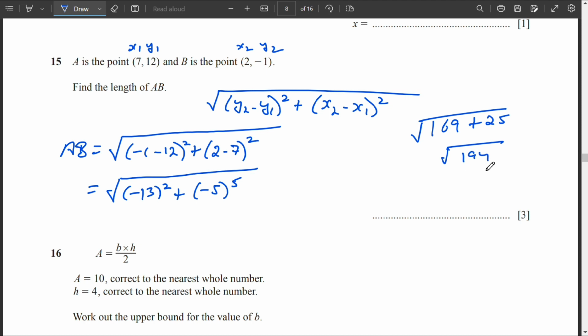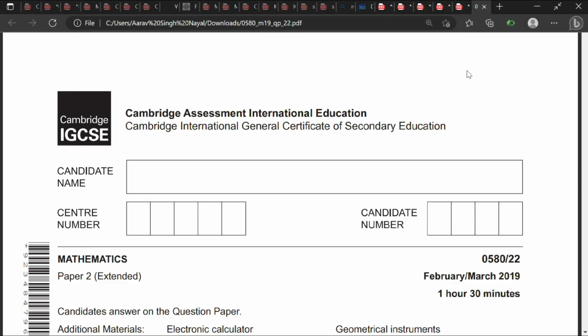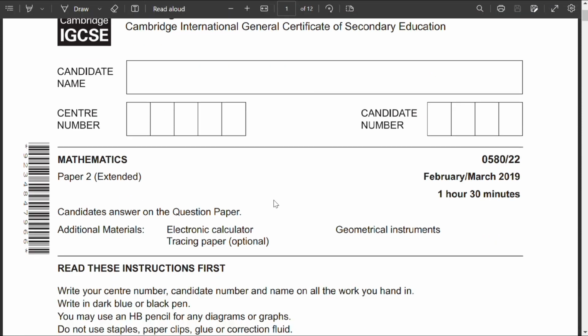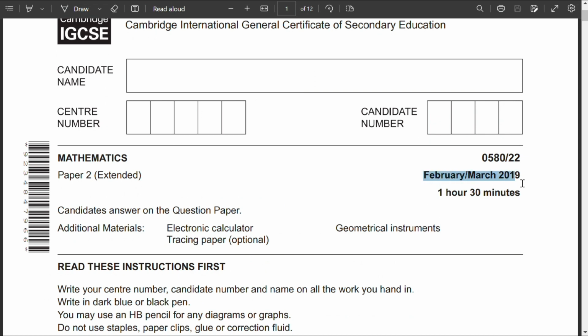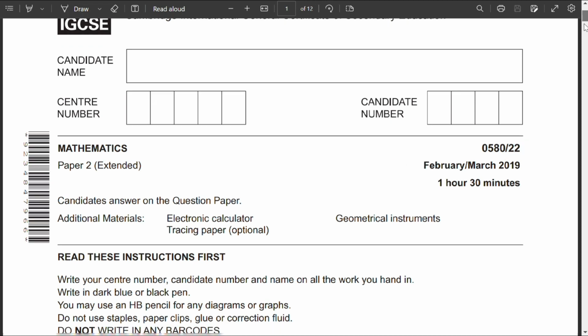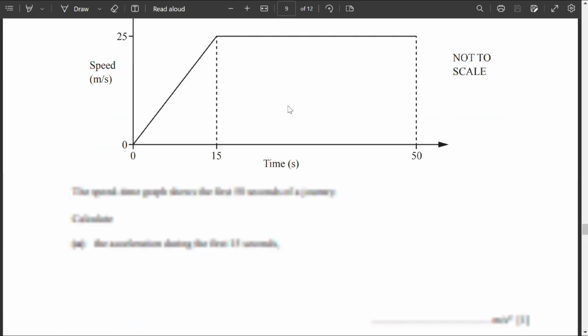And if you use the calculator, you will get 13.92. So the distance between the points, or the length of AB, is 13.92. Okay, so our next question is from the paper Feb-March 2019, paper 22. 22 is the paper. So we directly go to question number 23.